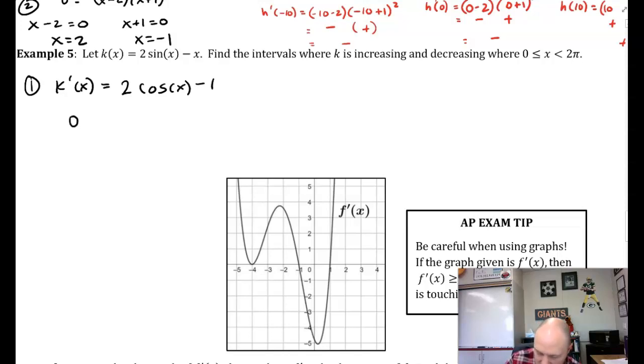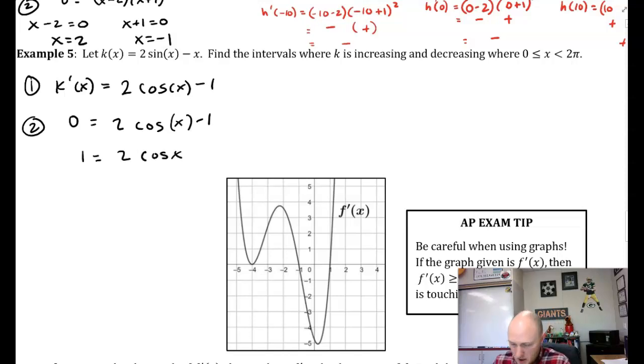Now I want to set this equal to 0. So when is 2 cosine of x minus 1 equal to 0? I'll move my 1 over, so I get 2 cosine of x is equal to 1. I'll divide by 2, and we get cosine of x is equal to 1/2. Okay, so now I need to use my memory. Where does cosine of x equal 1/2?